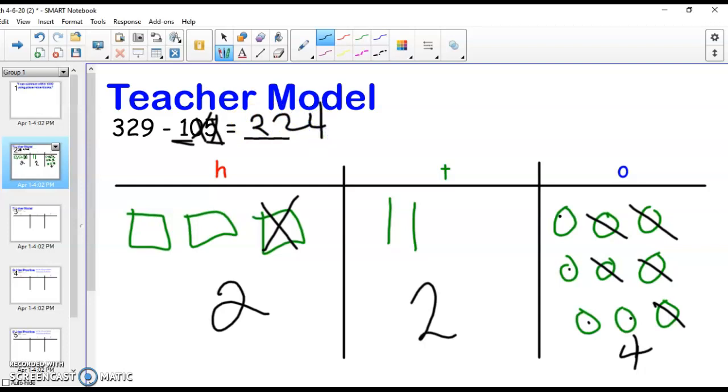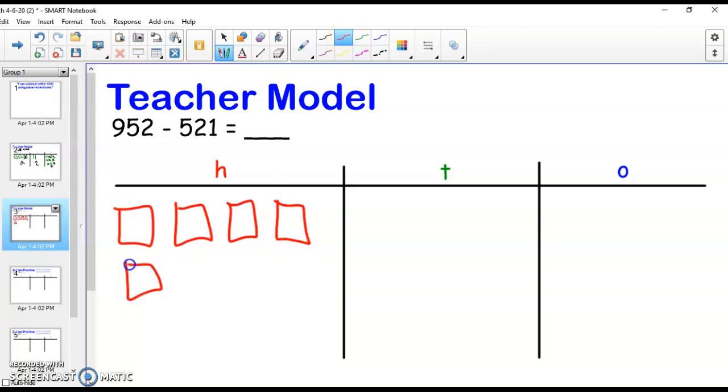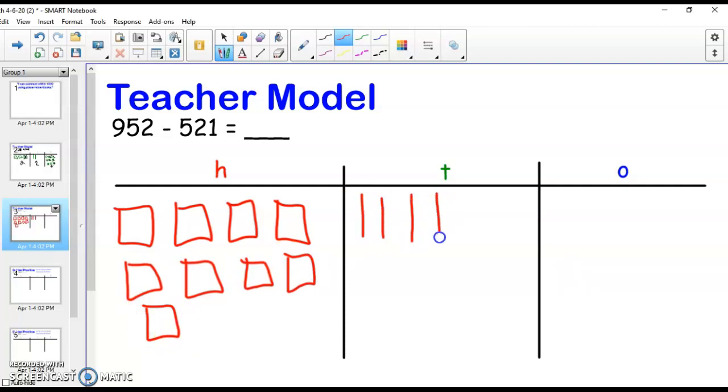Okay? Let's go on to our second problem. Remember, your pencils are still down and you're still following along with me. Now I'm going to solve 952 minus 521. So I'm going to make 900s, 9 100s, and 5 10s, and 2 1s.